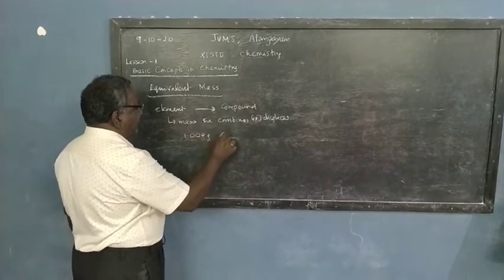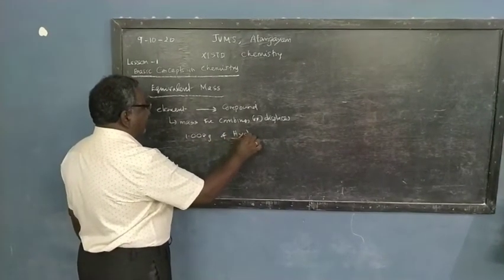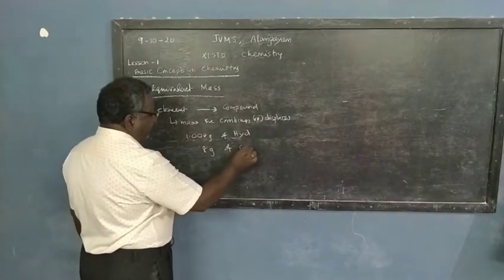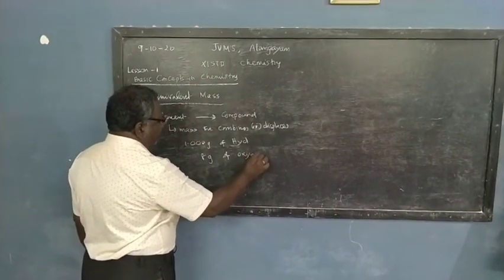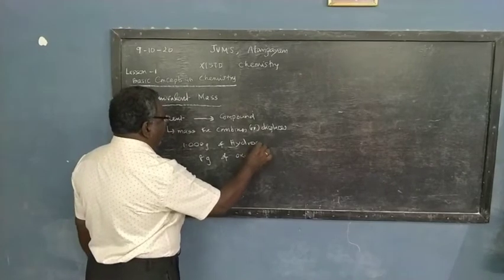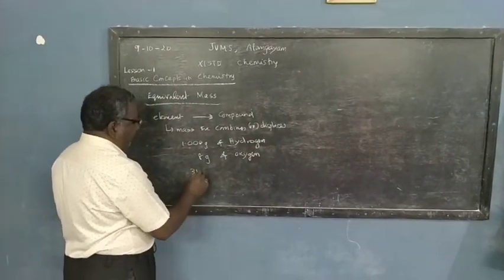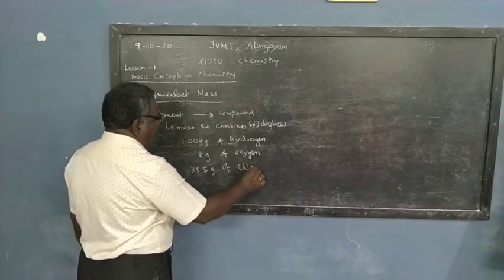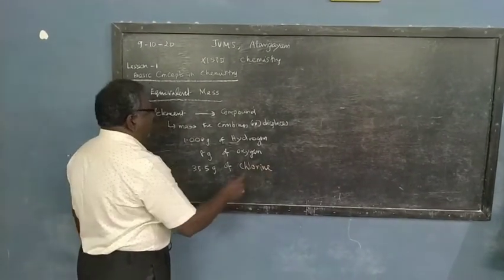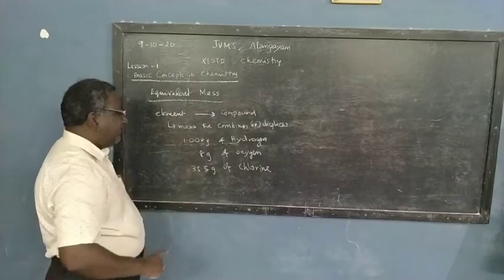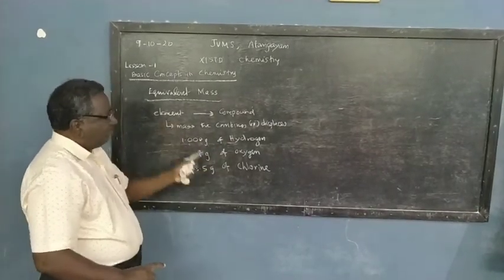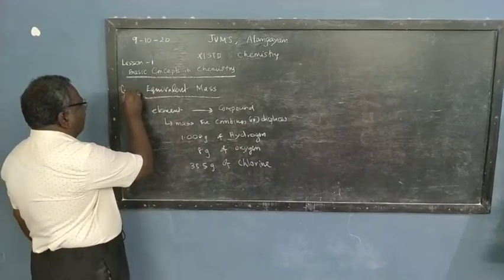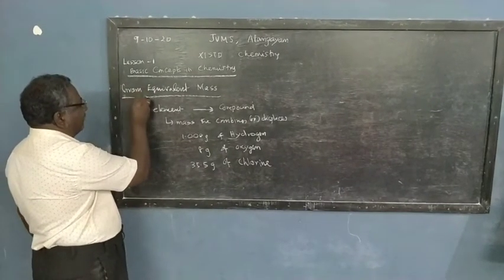1.008 grams of hydrogen, 8 grams of oxygen, or 35.5 grams of chlorine. இது புரியுதா? 1.008 grams of hydrogen கூட இன்னொரு எலிமெண்ட் எத்தனை கிராம் சேருதோ அது என்னன்னு சொல்றாங்க? That's called gram equivalent mass.